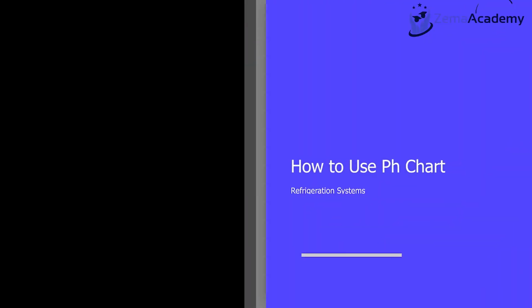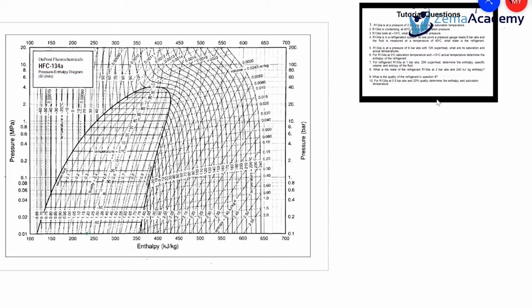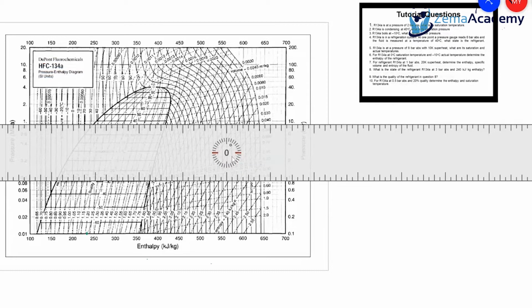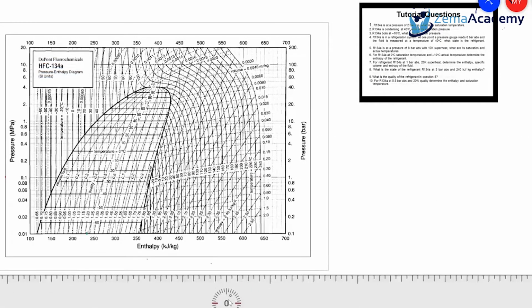We have R134A, the type of refrigerant we are using, at a pressure of 2 bar. So we know the saturation pressure. What is the saturation temperature? At a pressure of 2 bar, if you look at the pH chart, by now you should be an expert in reading the pH charts.